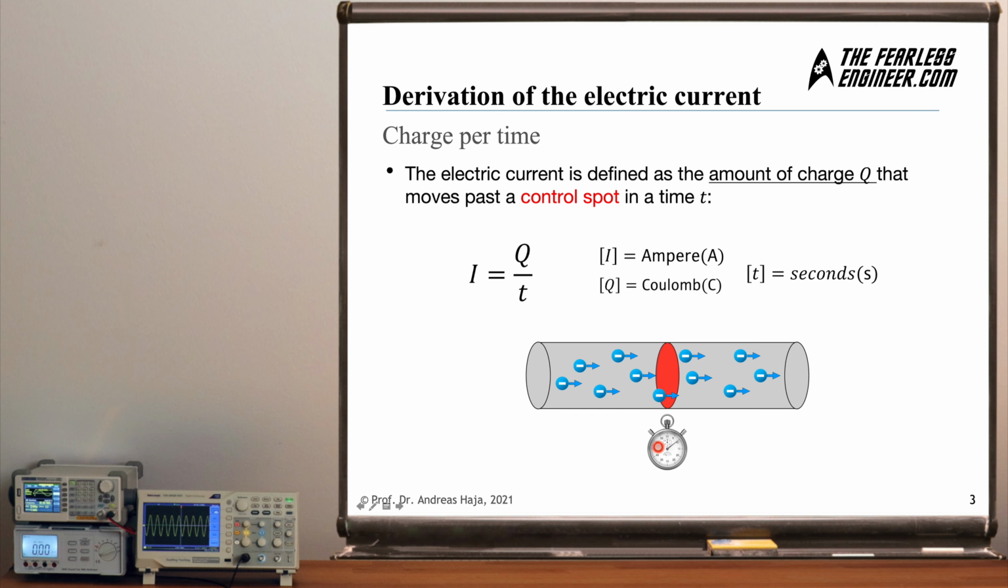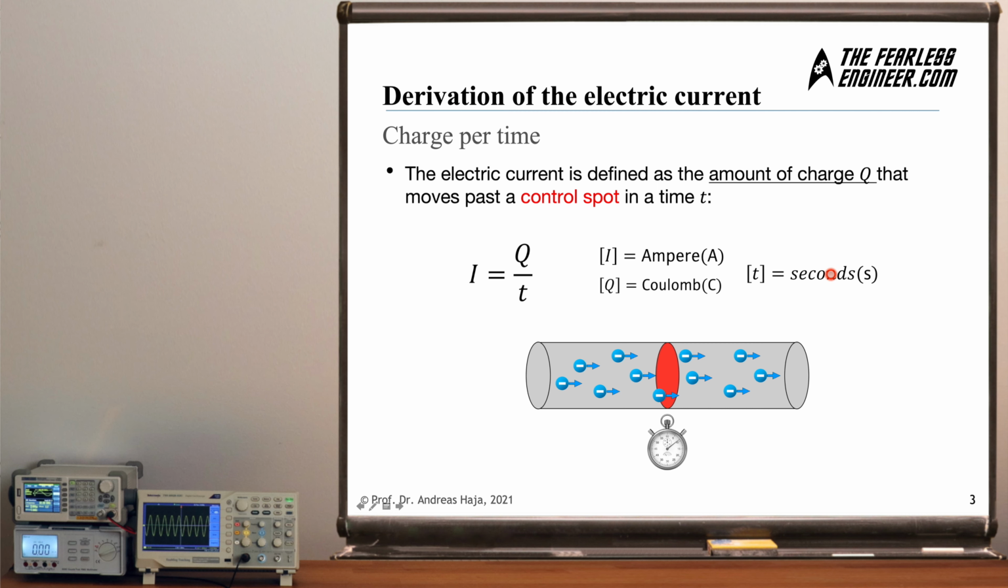and the red disk counts the number of charges passing by in a certain time t, and the electric current moving through this conductor, through this cable, is defined as the ratio of charges, number of elementary charges divided by the time t. The current is measured in amps, and the charge is measured in coulombs, and the time obviously is measured in seconds. That's our definition of the electric current based on charge and time.